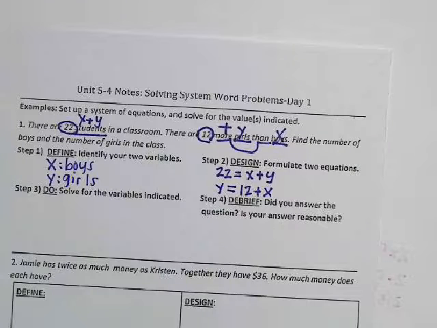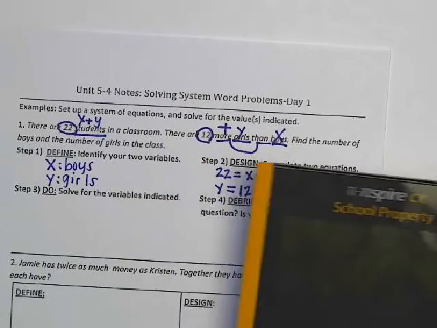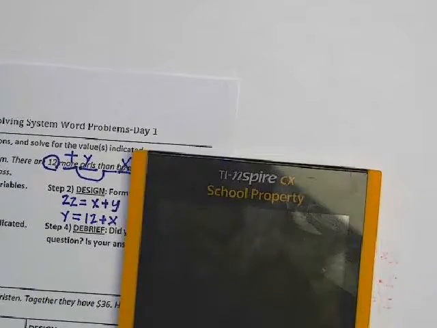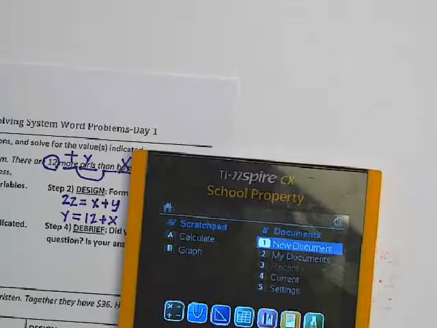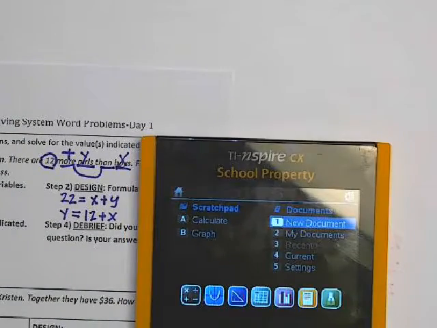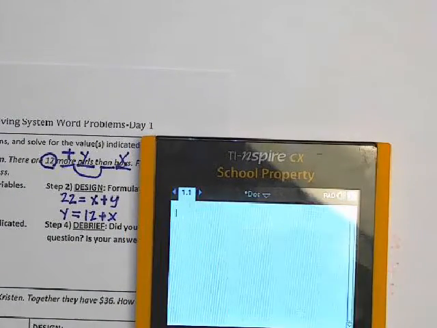Okay, I've got how many equations? 2. Okay, how do I solve for each x and each y? The calculator. Good job, Sai. Okay, so turn your calculator on. And I'm going to go to new document. Number 1. Do it with me.